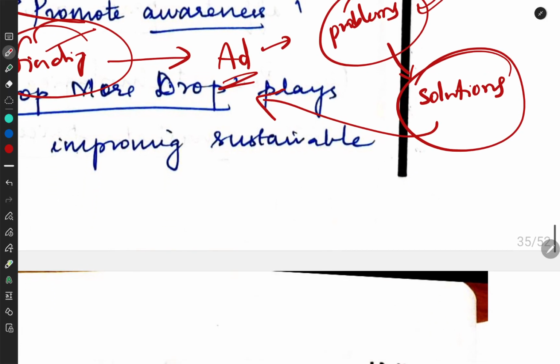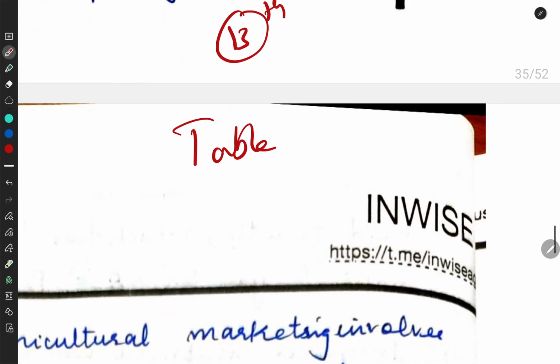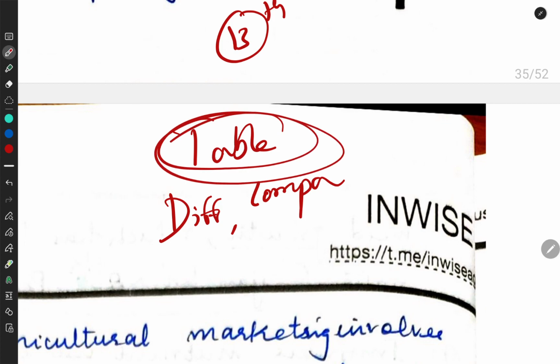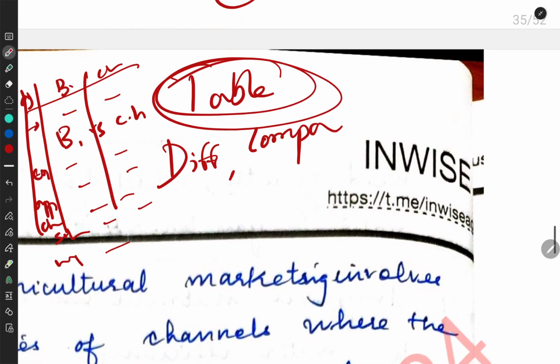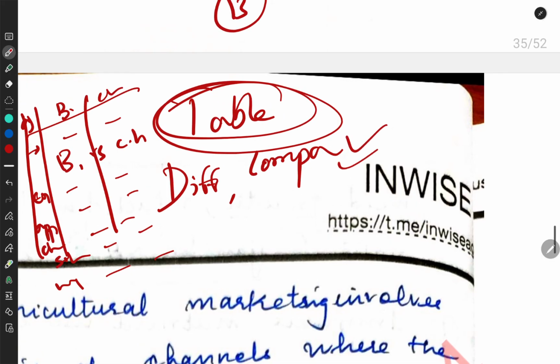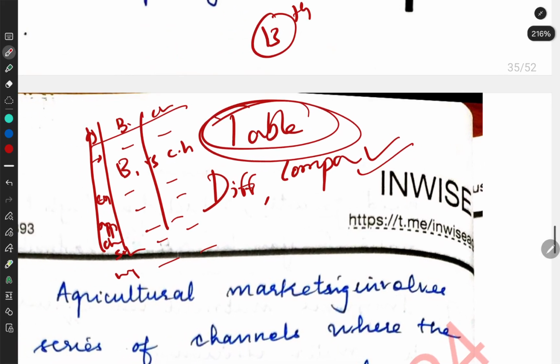Got it? Then come to the 13th point, that is the table. If the question is asking about differentiation or comparison, you need to put it in a table format, right? If the question is asking about bioherbicides versus chemical herbicides, put it in a table format and use 3 columns. Here the aspect, here bioherbicide, here chemical herbicide. Write the definition 1 point, then example 1 point, then application 1 point, then challenges 1 point, solutions 1 point, then way forward 1 point. That's how you need to use the tabular format to get good marks, right?